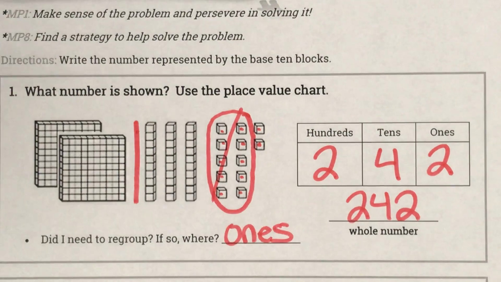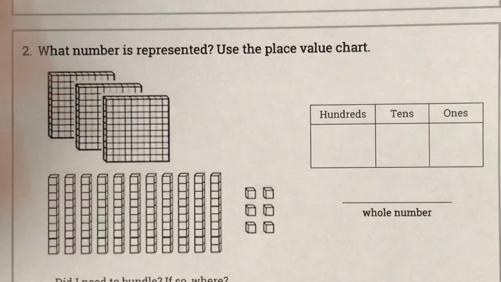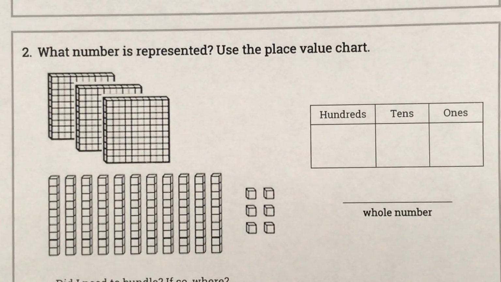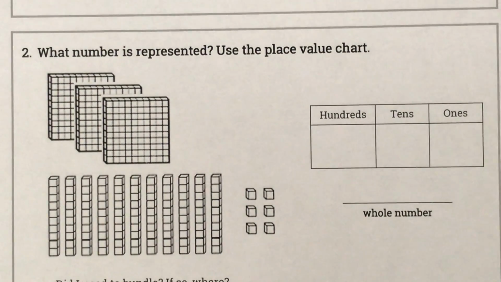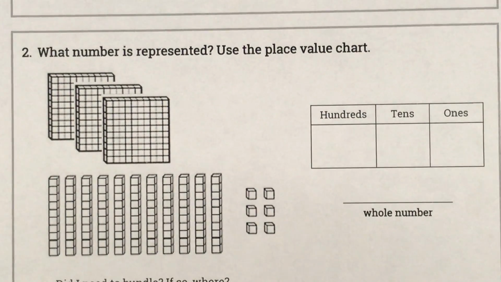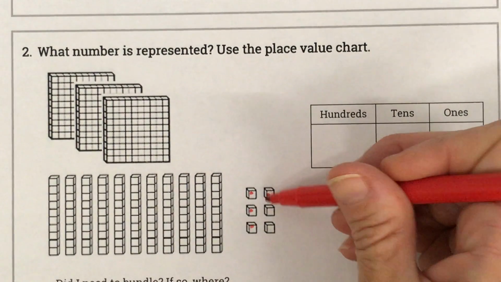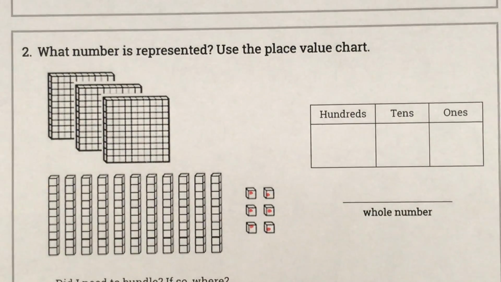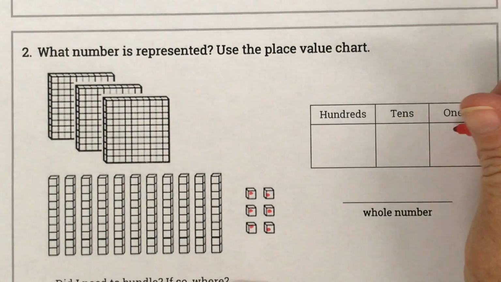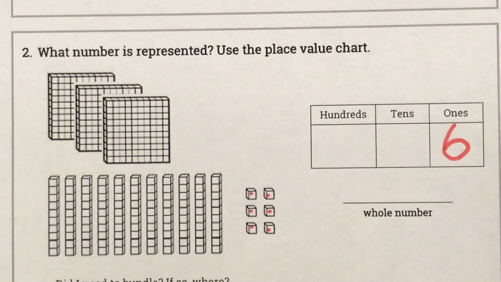Okay, let's look at this again. My next problem says, what number is represented? Use the place value chart. Okay, so I always start with my ones. So let's count them. 1, 2, 3, 4, 5, 6. Okay, I have 6 ones, which is not enough to bundle or regroup. So I'm going to just leave the 6 alone.